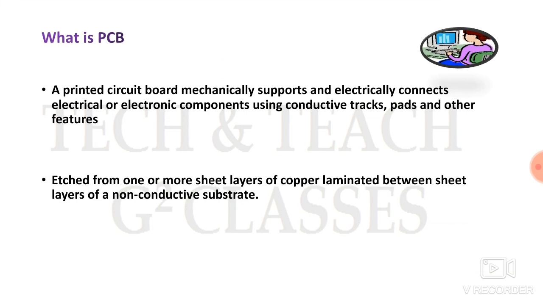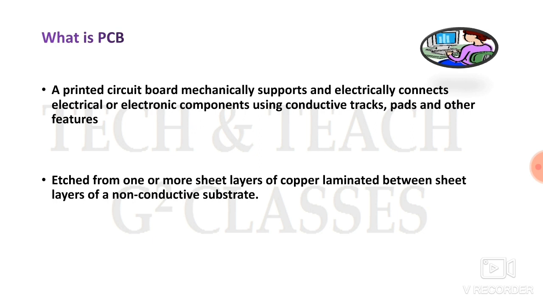Next we will go for the etched process. Etched process means we are removing some metal from the PCB, that is known as etching. Etched from one or more sheet layers of copper laminated between the sheet layers of non-conductive substrate.